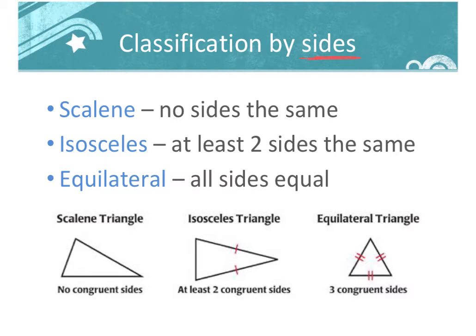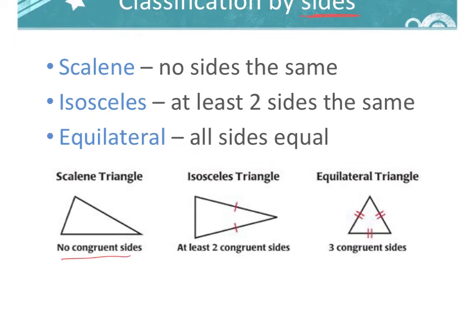So we've got a scalene triangle with no congruent sides. We've got an isosceles triangle with at least two congruent sides. And then we've got an equilateral triangle, which has three congruent sides. Now keep in mind, this says at least two congruent sides. So all equilateral triangles are also isosceles, because if there were three sides that are the same, then it's also isosceles.